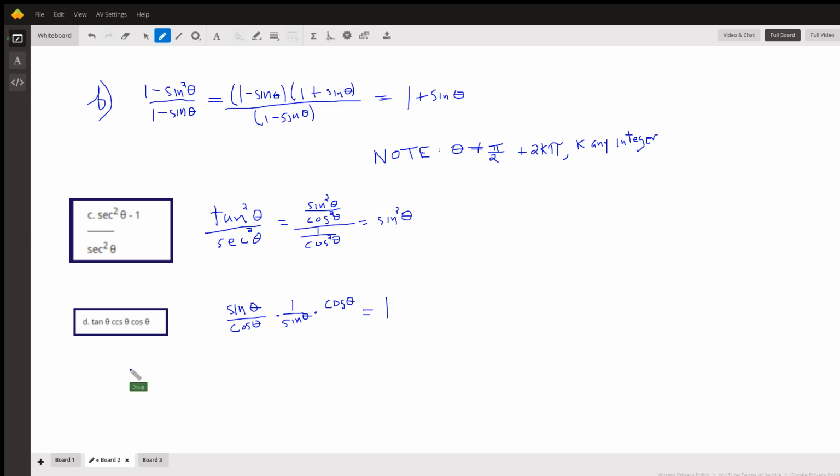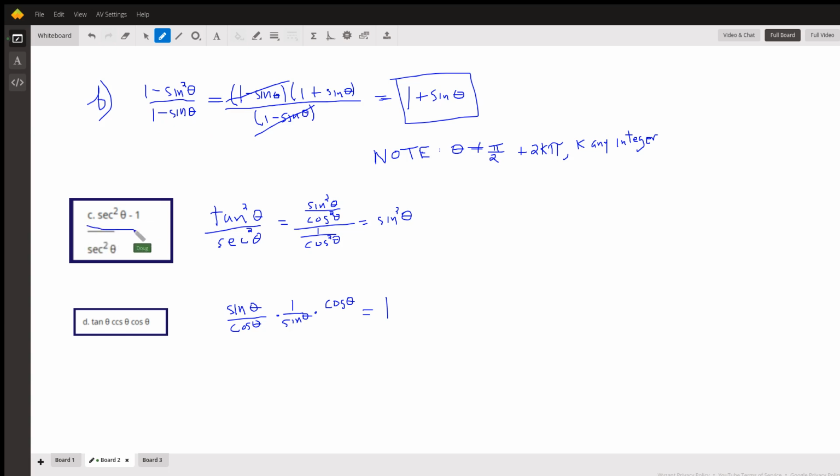For part B, on board 2, that second identity, recognize that 1 minus sine squared is a difference of squares. You can factor it into 1 minus sine times 1 plus sine over 1 minus sine. When 1 minus sine does not equal 0, these factors cancel out, and you get 1 plus sine of theta, simplified form. Noting that theta cannot equal pi over 2 plus 2k pi, because that's where sine of theta would equal 1, and we would be dividing by 0 in the original problem.